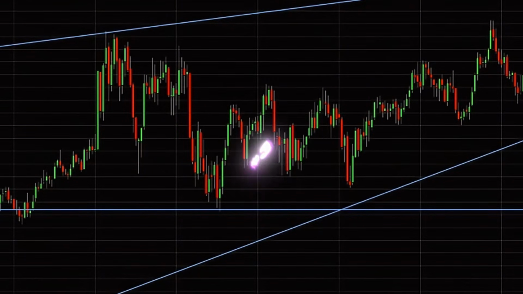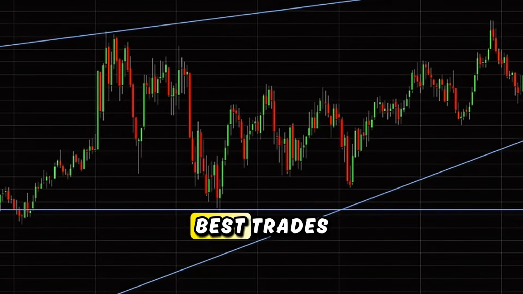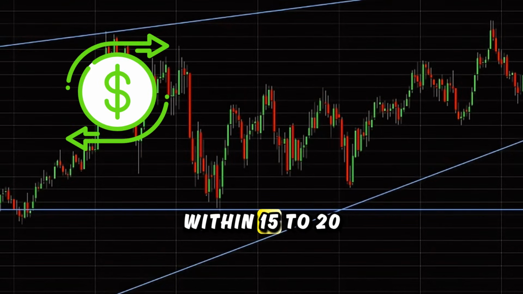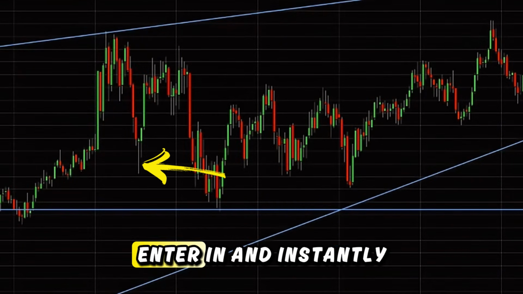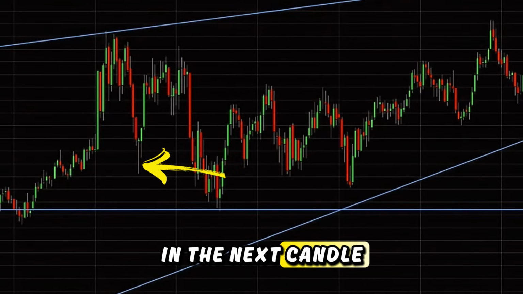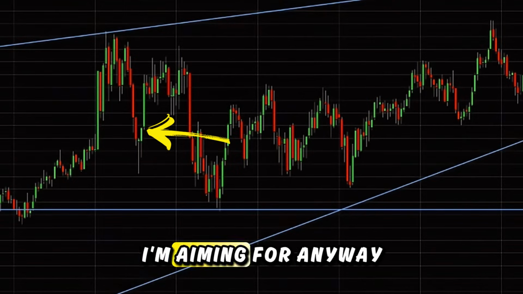Number 3, the 30 to 60 second rule exits. I can tell you that some of my best trades were in and out within 15 to 20 seconds. I buy the fast candle, boom, enter in, and instantly in the next candle, within 60 seconds, it bounced 20 points, which is normally what I'm aiming for anyway.